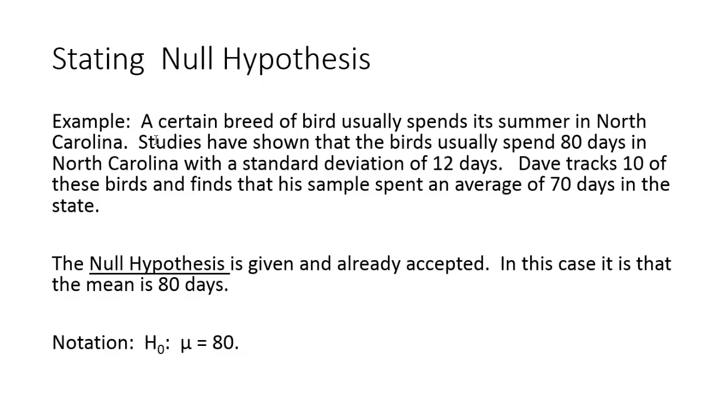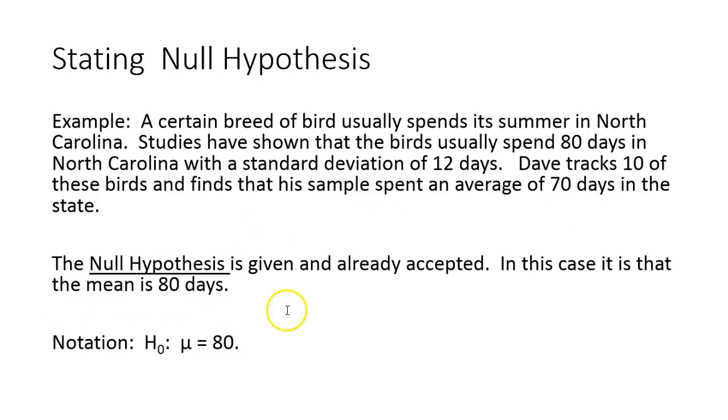It says, a certain breed of bird usually spends its summer in North Carolina. Studies have shown that the birds usually spend 80 days in North Carolina with a standard deviation of 12 days. Dave decides to track 10 of these birds and finds that his sample spent an average of 70 days in the state. And 70 is very different than 80, but it's not a very large sample, 10 here. So we're going to see what that means.